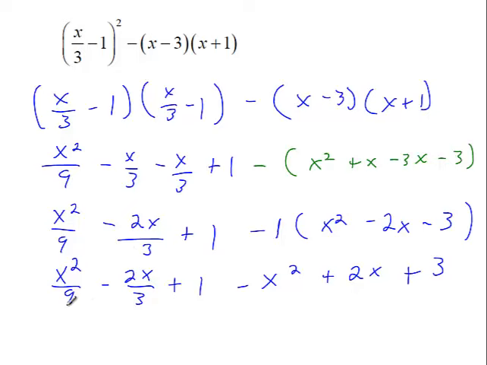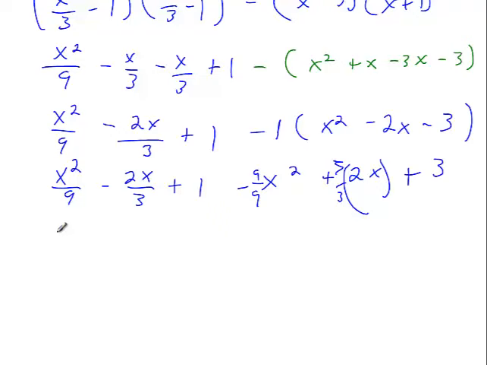Now we can combine our like terms again. One of our like terms has a denominator, so we want to write our other number in the same denominator. So our x squareds have a denominator of 9. I'm going to rewrite this and multiply both the numerator and denominator by 9 over 9. And on my 2x, I'm going to multiply both the top and the bottom by 3 to rewrite this as a fraction.